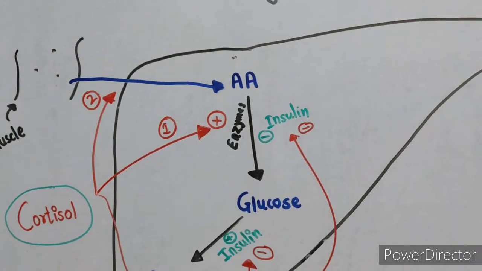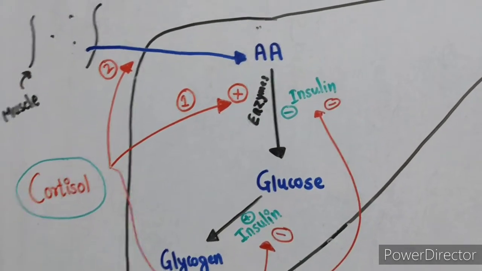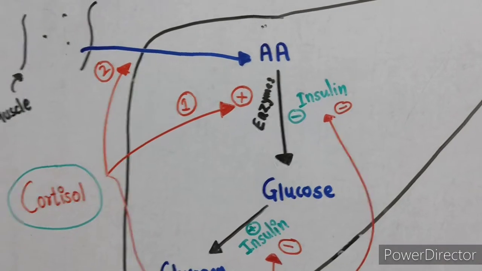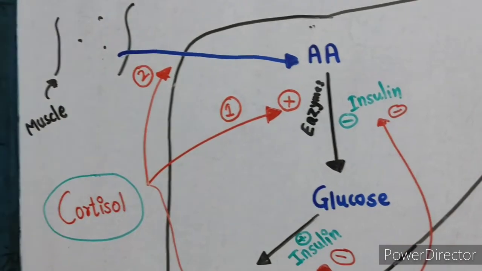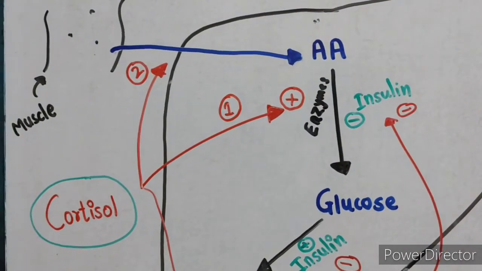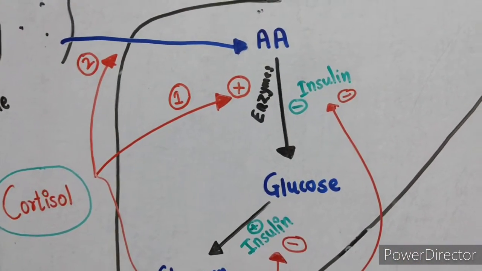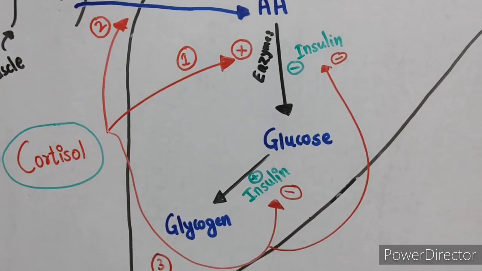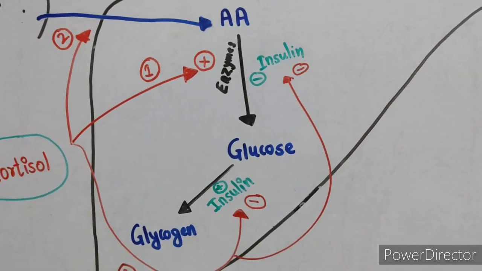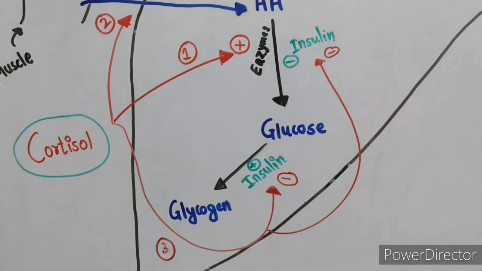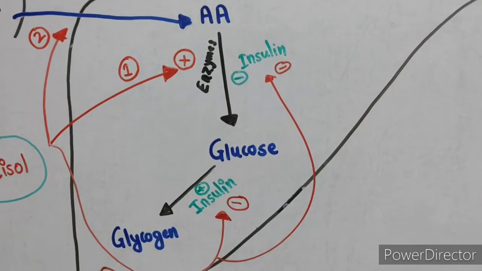So now let's see how this gluconeogenesis process is affected by cortisol. First, cortisol increases the synthesis of enzymes which are involved in conversion of amino acids into glucose. Second, cortisol increases the mobilization of amino acids from the muscle into the liver. So the ultimate effect is to increase gluconeogenesis. And third, cortisol antagonizes insulin's action on gluconeogenesis. Insulin normally inhibits the enzymes of gluconeogenesis, and cortisol antagonizes the action of insulin. So again, it stimulates gluconeogenesis.